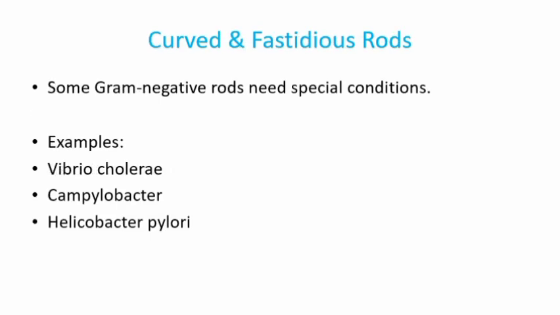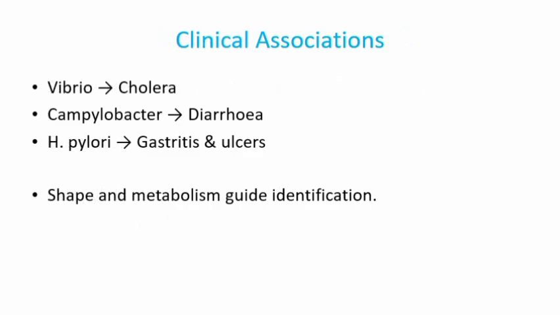Some gram-negative rods don't follow the usual rules, like Vibrio cholerae, curved, Campylobacter, curved and microaerophilic, Helicobacter pylori, spiral-shaped. These organisms often need special conditions to grow, and clinically they are linked to cholera, diarrhea, gastritis, peptic ulcer. Again, shape plus metabolism guides identification.